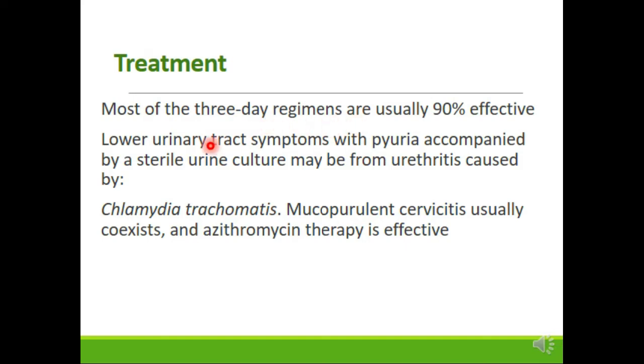In case of lower urinary tract symptoms with pyuria, accompanied by a sterile urine culture, that means the patient presented with symptomatic urinary tract infection, and when we do a urine culture it was sterile, so this may be due to the presence of urethritis caused by Chlamydia trachomatis. Mucopurulent cervicitis usually coexists in this condition, so azithromycin therapy is effective.